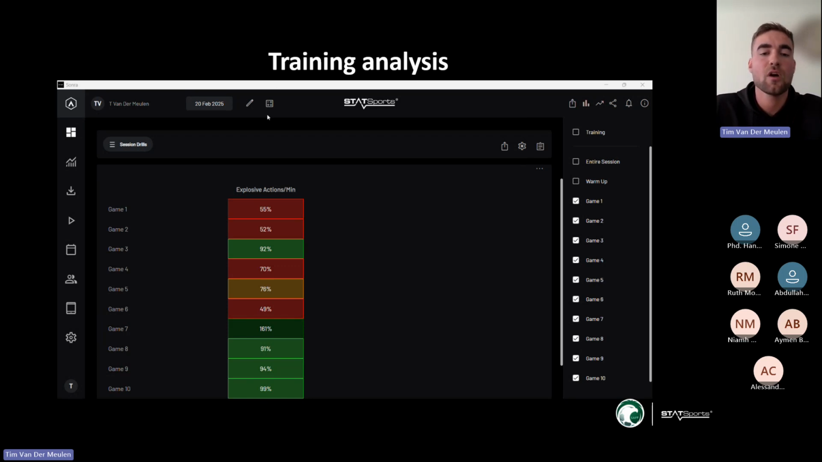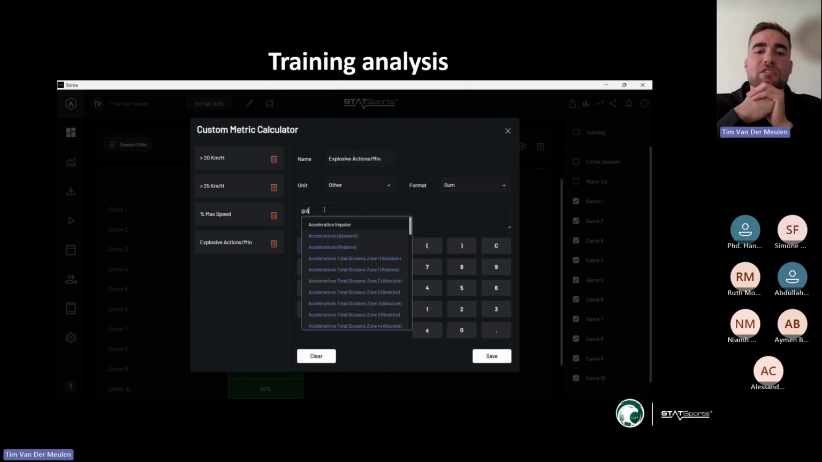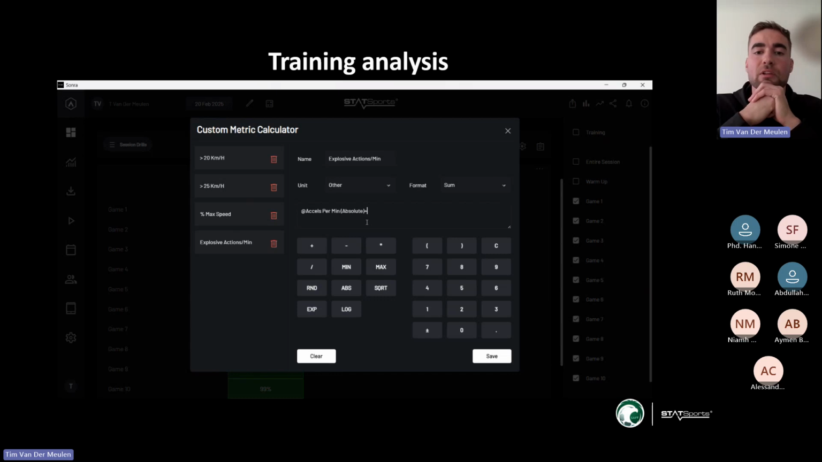So I want to show you how I've created a custom metric in the custom metric calculator. It's already visible in here, but I want to add a new custom metric to show how you actually create one. So explosive actions per minute. The unit must be changed because of the per minute metric. And I've based these explosive actions on the accelerations per minute and the decelerations per minute. So type in add. As you can see, if you press only D, it won't fill in. And then just hit save.